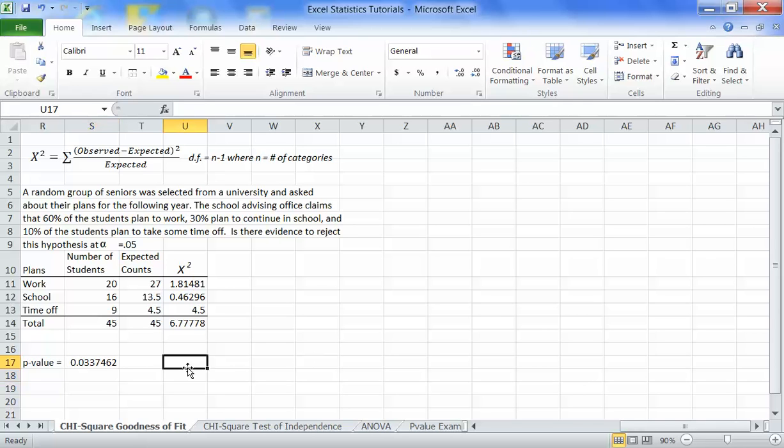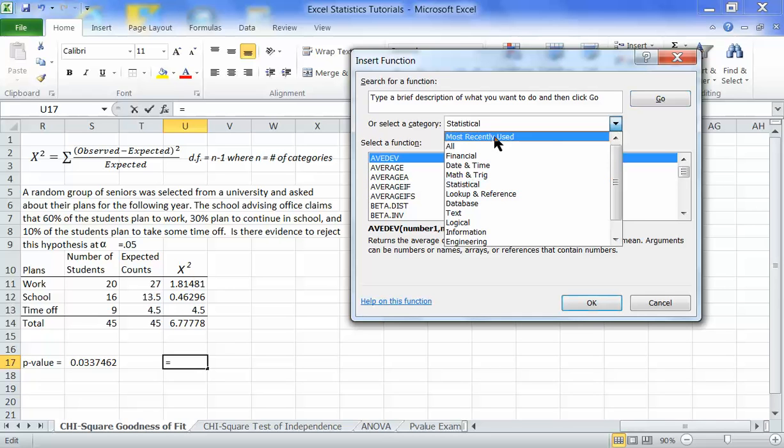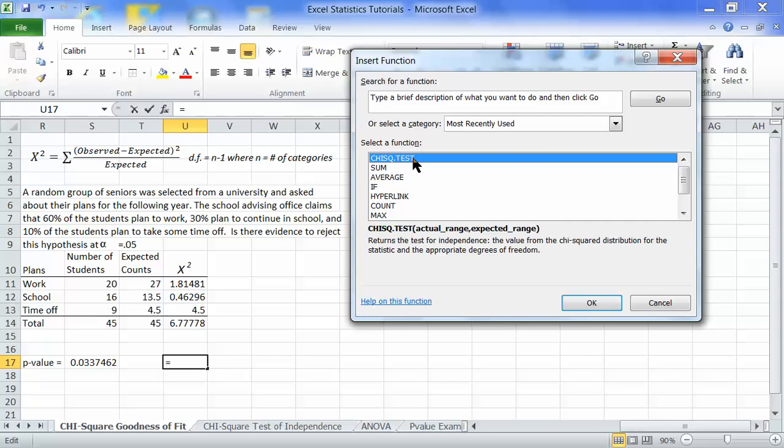Okay, what I want to do is show you the other ways you can get this p-value. One thing, instead of typing equals CHI, you can go up to this function icon, and it'll bring up this command screen where you can insert a function. Now mine's on statistical because I've been using statistical functions. You can also, if you're doing your homework, use most recently used if you're doing one type of problem over and over again, because then you'll find that in your most recently used category.